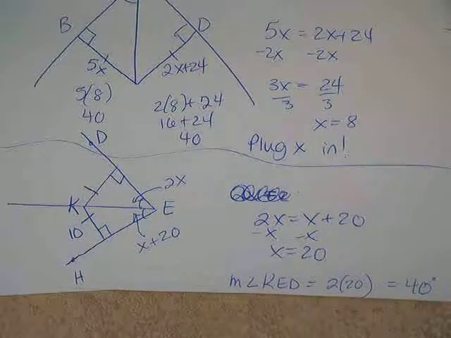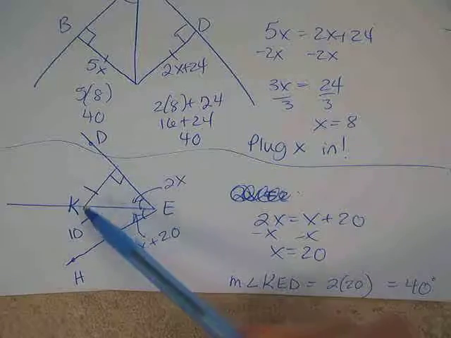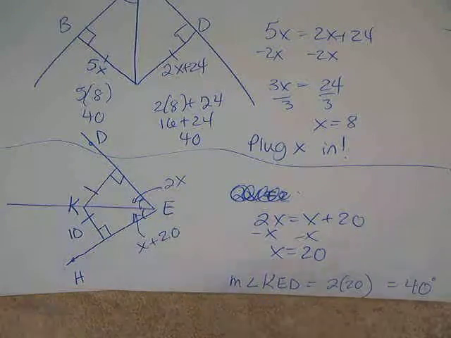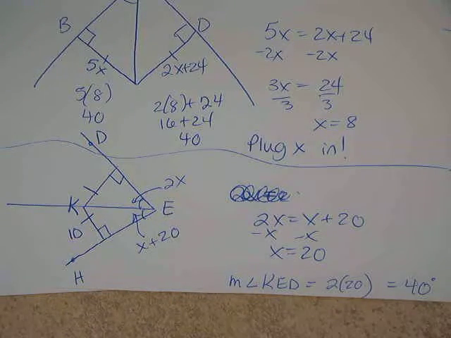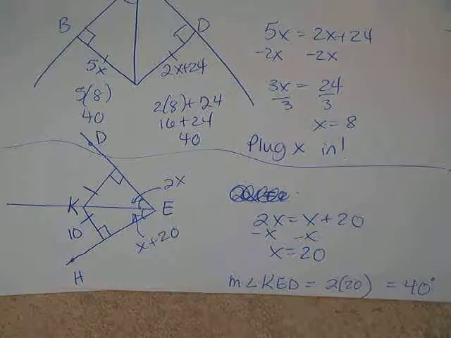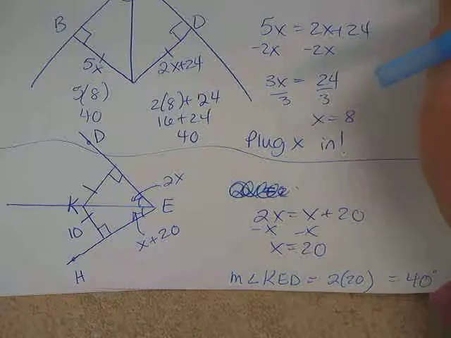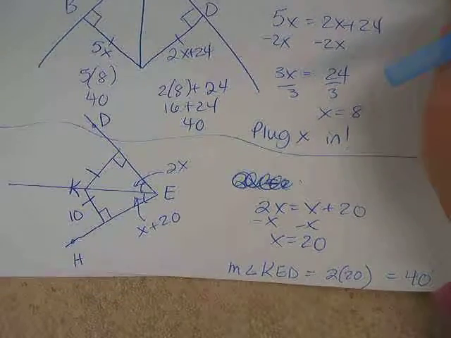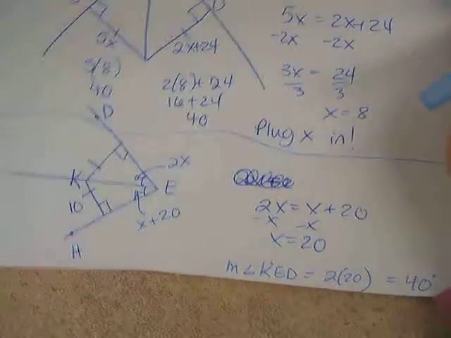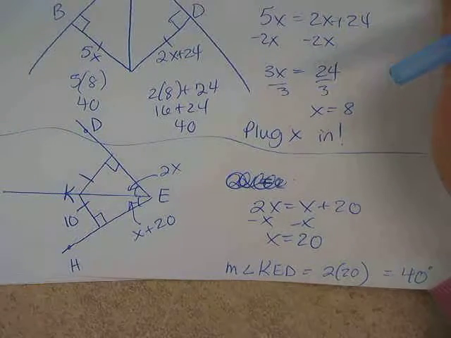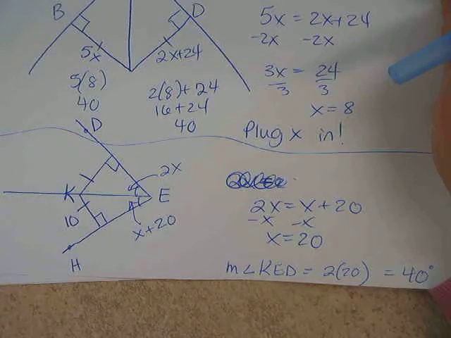If you had to find your angle measure, of course you're going to plug that 20 in. 20 is not the angle measure, it's only the variable. So the measure of angle KED equals 2 times 20, or 40. So both of those angles should be 40 degrees. Okay. They might also ask you to find the length of KD. That's kind of a gimme.